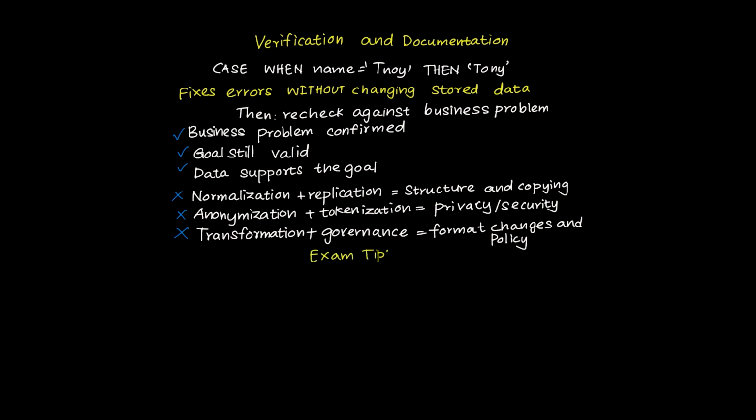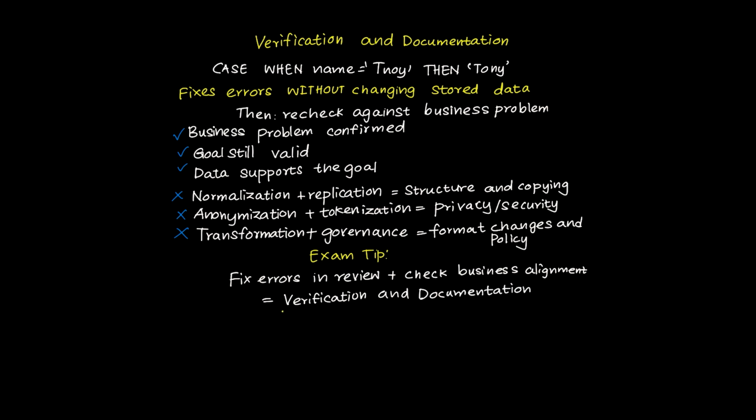Here's a WGU D467 exam tip for you: case statements to fix errors during review, plus checking alignment with the business problem. That's verification and documentation. Quick recall hook: verify the work, document the journey.